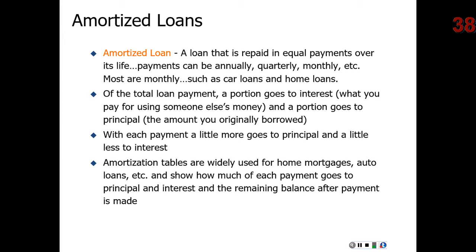So the total payment doesn't change, but the portion that goes to principal changes. It gets larger over time, and the portion that goes to interest changes. It gets smaller over time, which is what we want to happen because you want more of your payment going to principal because that's paying down your loan balance. Interest is simply going to the lender because you're using their money.